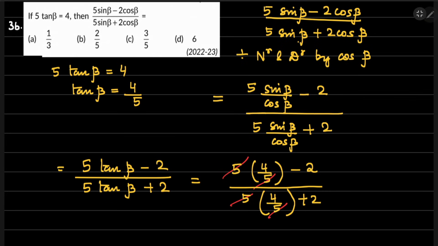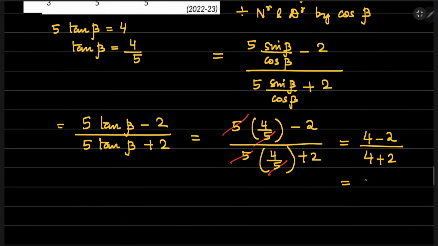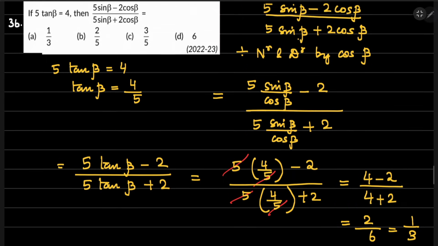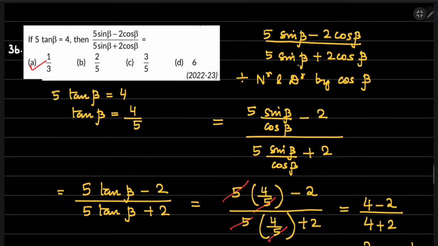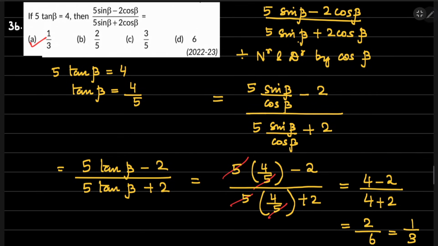The answer is 4 minus 2 divided by 4 plus 2. So 4 minus 2 is 2, 4 plus 2 is 6. This is nothing but 1 by 3. So the correct answer is option number A, 1 by 3.